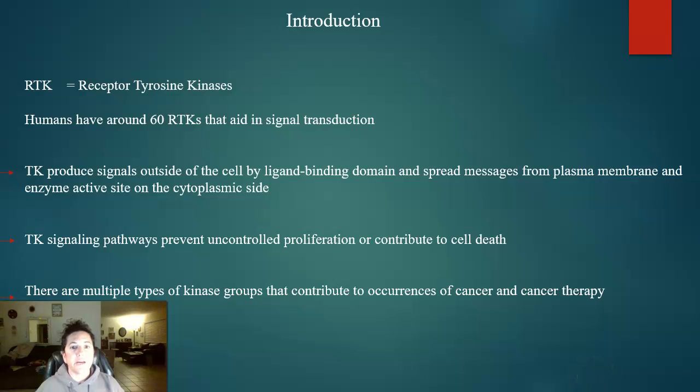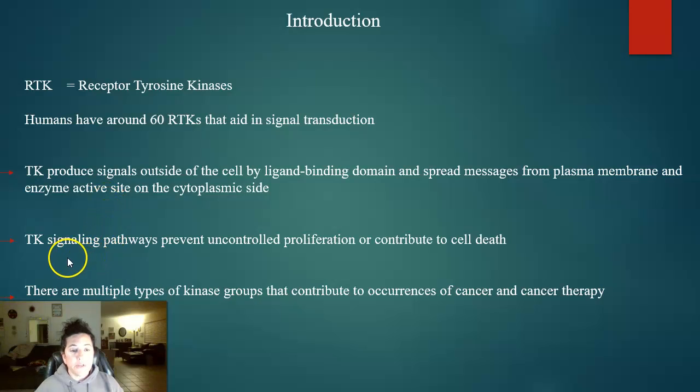Those receptor tyrosine kinases are also known as RTKs, so if you see that abbreviation, that's what it stands for. Humans have around 60 of those receptors that aid in signal transduction. We are going to look at how the communication goes between the intracellular fluid and the extracellular space. Our tyrosine kinases receive signals outside of the cell by ligand binding domains and spread those messages from plasma membranes to enzyme active sites on the cytoplasmic side.